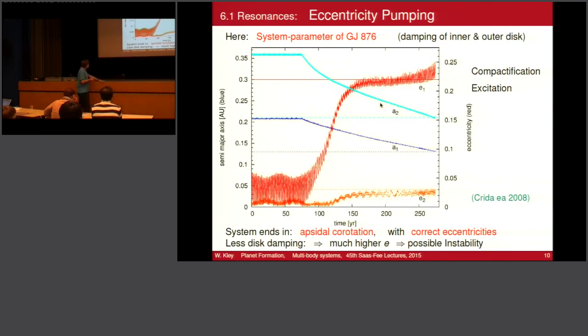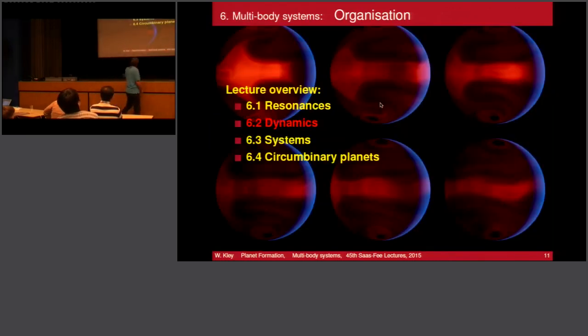Okay. Good. The most important thing for the subsequent discussion is the excitation of eccentricity. So you compactify, that means you get closer together, convergent migration, and you excite eccentricity. This is what these two keywords mean here. Okay. And then this was all about resonances, very short and clear. Now we come to dynamics.